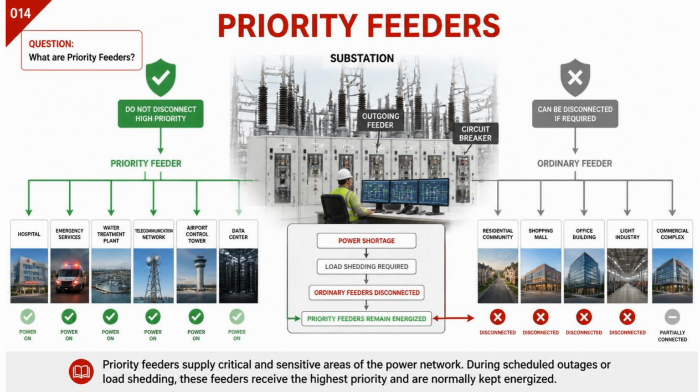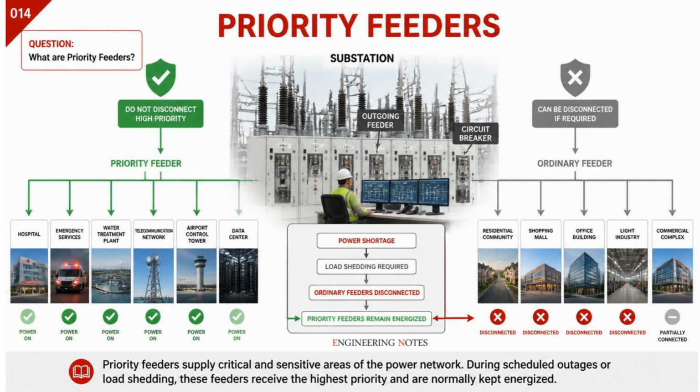Question 14. What are priority feeders? Priority feeders are electrical feeders that supply power to critical and sensitive areas of the power distribution network. These feeders serve locations where a continuous electricity supply is essential, such as hospitals, emergency services, communication centers, water treatment facilities, and other vital infrastructures.